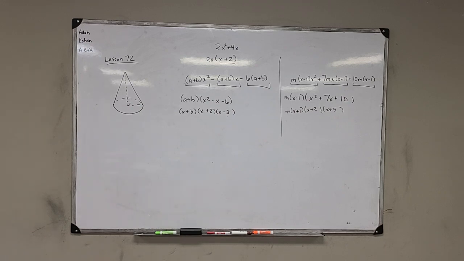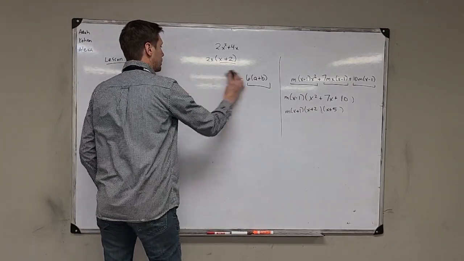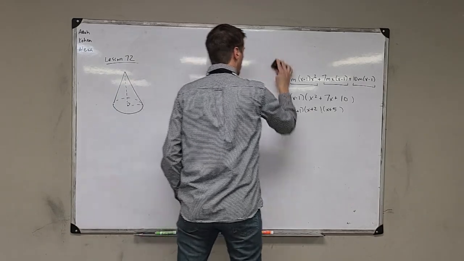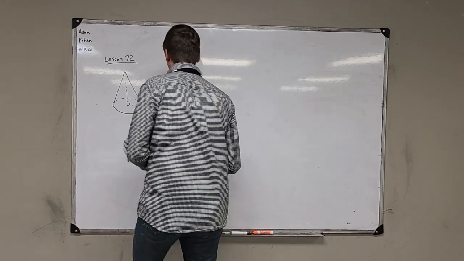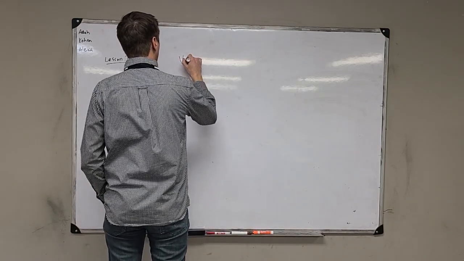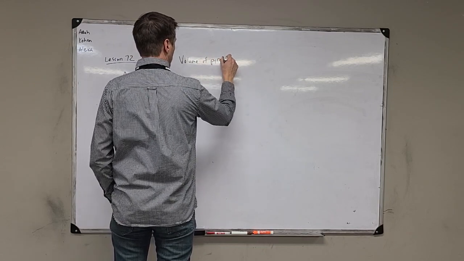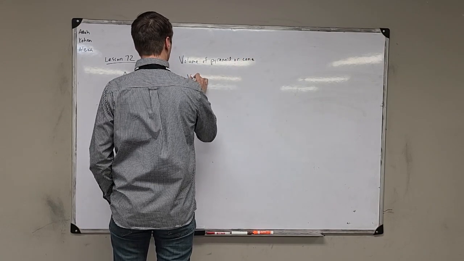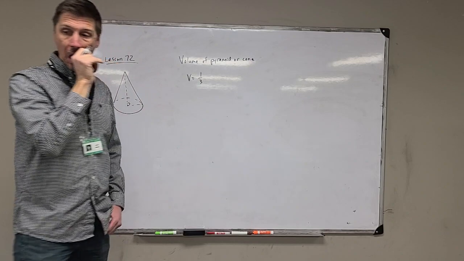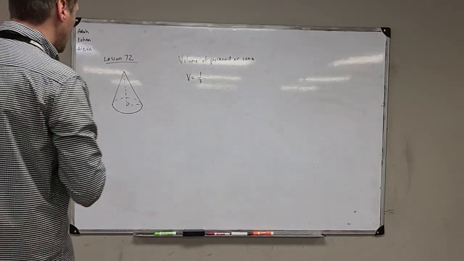So let's start with volume. The volume for both the pyramid and the cone is the same. So the volume of a pyramid or cone is equal to 1/3 the area of the base times the height.